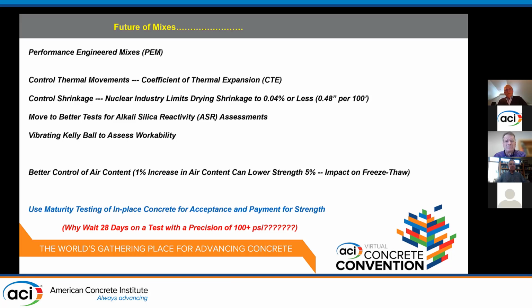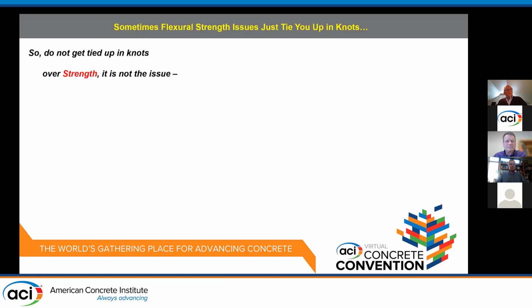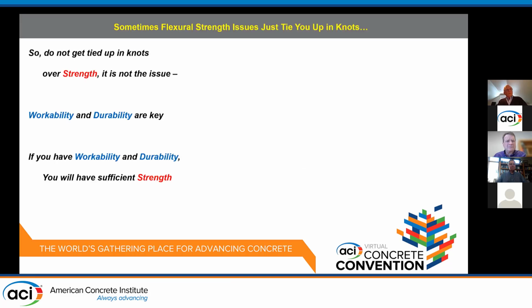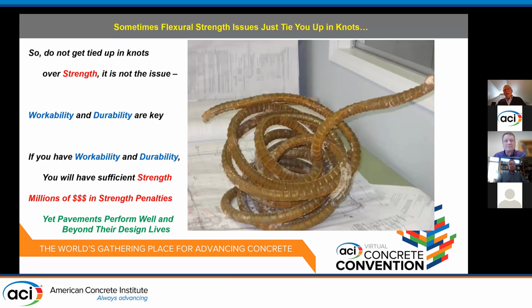A contractor can place $5 or $10 million worth of concrete in 28 days. So strength's not the issue, it's workability and durability. If I have those, I probably have strength. I've seen millions of dollars in penalties on projects that I've worked on, that Shiraz has worked on, and that we've sometimes worked on together. I've seen those pavements perform well beyond their design life. So don't get wrapped around the issue of strength and get tied up in knots. And with that, I will turn it back to Kurt.